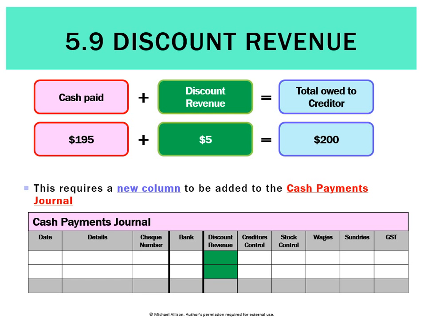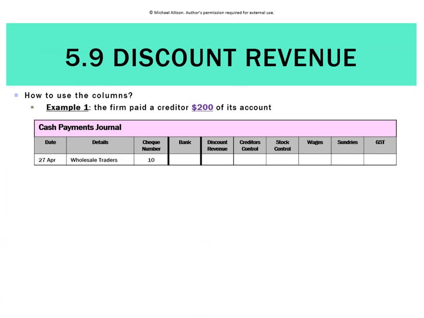So what we're going to do is add in a new column to the cash payments journal in between bank and creditors, and that's called discount revenue, and they're in green. So looking at this basic example, we'd enter the details. The bank column would have $195 in it. There'd be $5 of discount revenue, and creditors would go down $200. So you can see the creditors column is the total of the bank and the discount column.